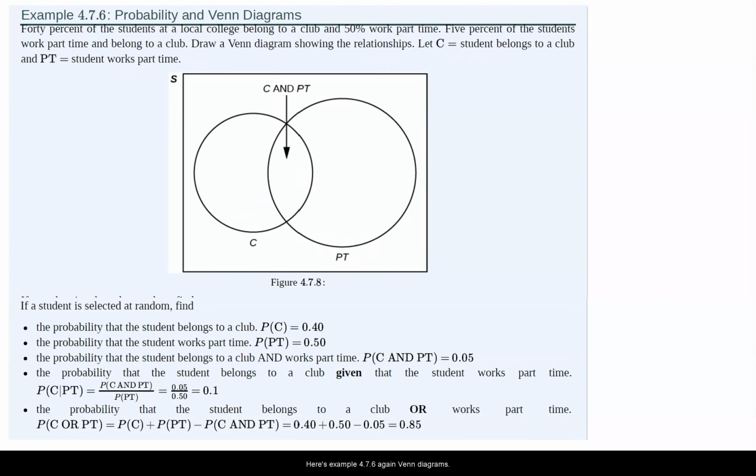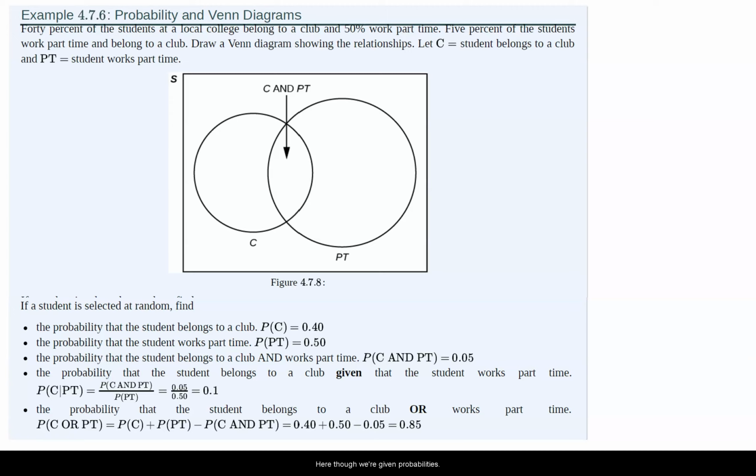Here's example 4.7.6. Again, Venn diagrams. 40% of the students at a local college belong to a club. 50% work part-time. 5% of the students work part-time and belong to a club. Draw a Venn diagram showing the relationships. C is the students belong to a club. P is the student works part-time.